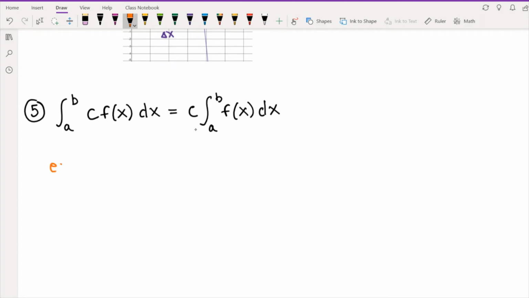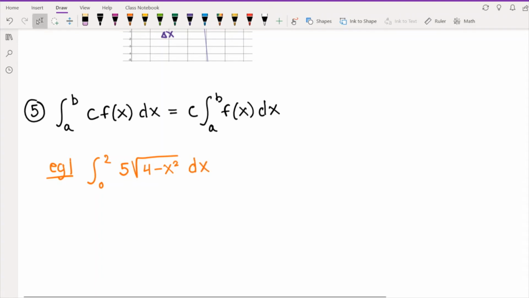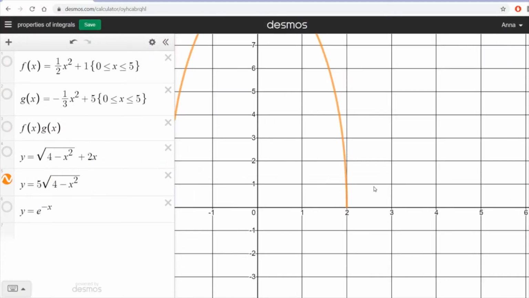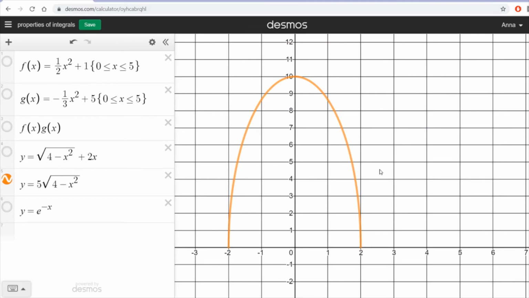So an example of this one could be something like this. Let's say that we are trying to evaluate the integral from 0 to 2 of 5 times the square root of 4 minus x squared. So let me show you again what the graph of this looks like. So here we have 5 times the square root of 4 minus x squared. So this is half of an ellipse.